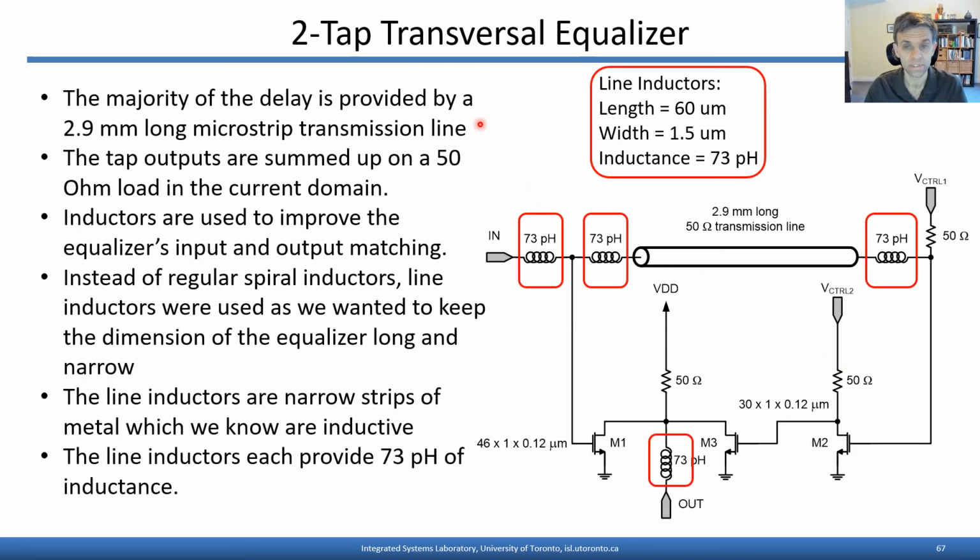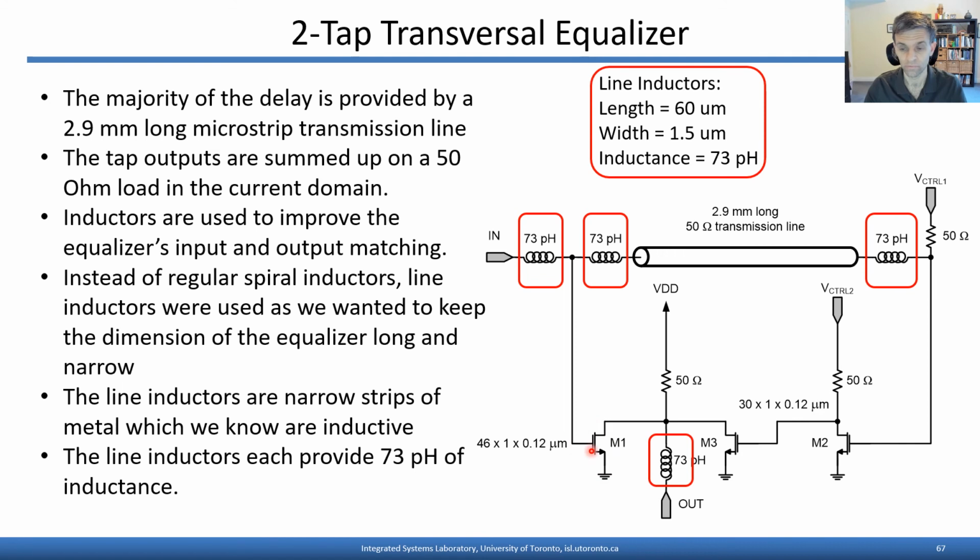Here's an example design that was done in our lab many years ago of this 2-tap transversal equalizer. Now you'll notice that the transmission line that provides most of the delay is pictured here and is 3 millimeters long physically, but it's folded back on itself as illustrated on the last slide to make it a little more area efficient. The tap outputs are summed together.